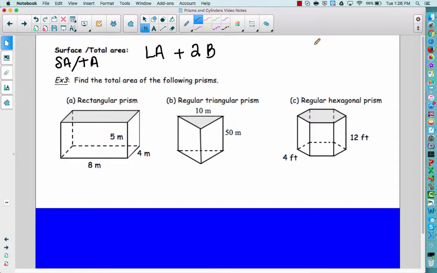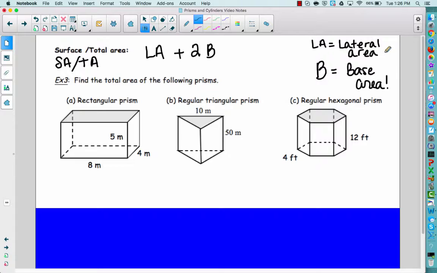All right, so let's make sure we understand our variables. So LA means lateral area, which is perimeter times height, and then a large uppercase B in math is going to refer to the base area.